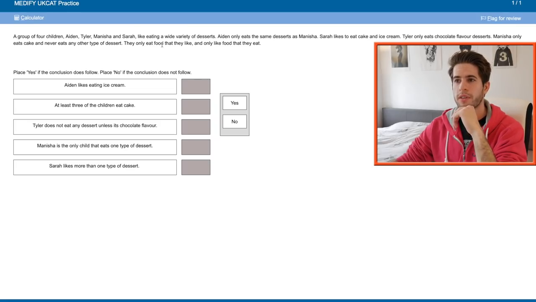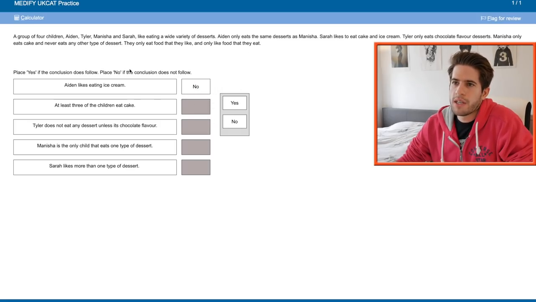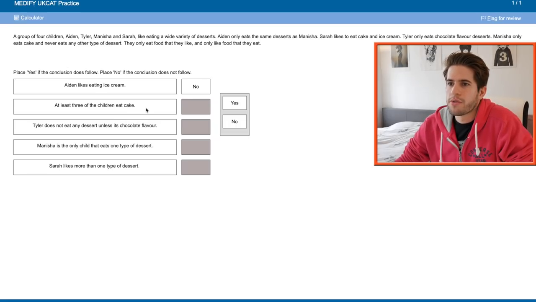They only eat food that they like, and only like food that they eat. Aiden likes eating ice cream. No, because Aiden likes the same thing as Manisha, and Manisha only eats cake. At least 3 of the children eat cake. Okay, so we know that Manisha and Aiden eat cake. And Sarah likes to eat cake, so at least 3 eat cake, true.